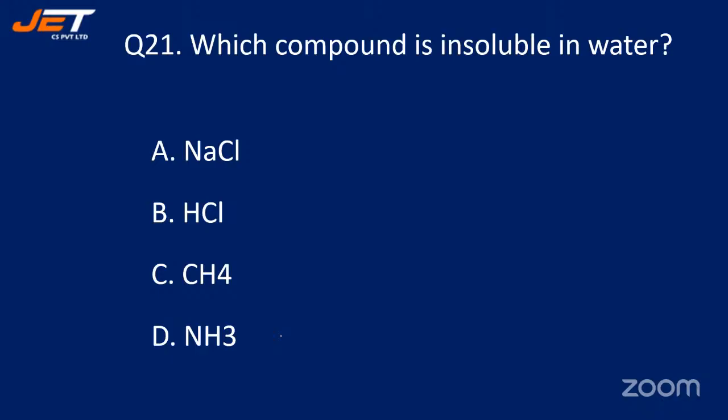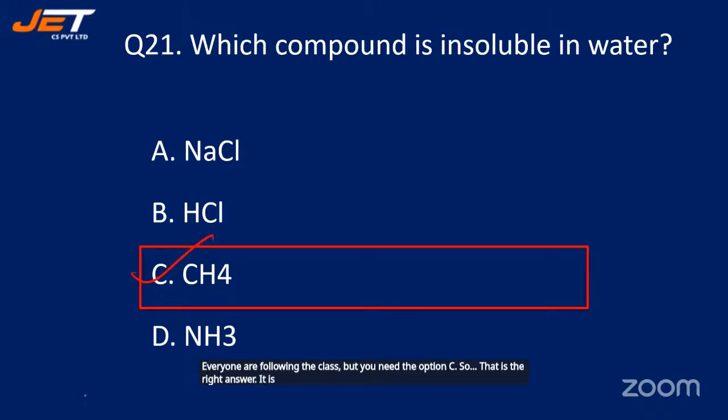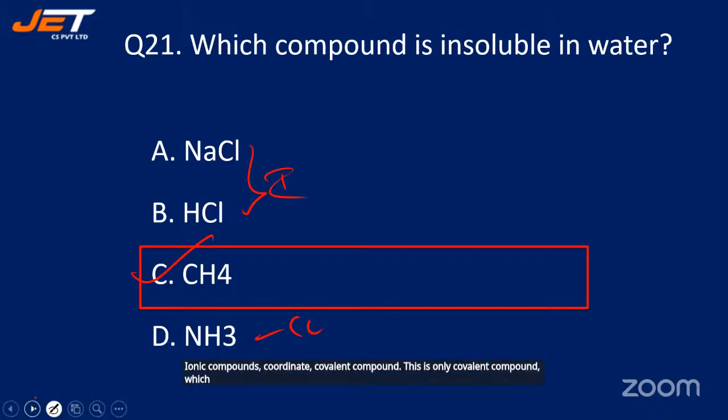Ashvita has mentioned it as option C. Rahul, option C. Navtej, option C. Varshini, option C. Good. Everyone is following the class. Pranita, option C. So that is the right answer. It is methane. Remaining all are ionic compounds and coordinate covalent compounds. This is only a covalent compound, which is also an organic compound.